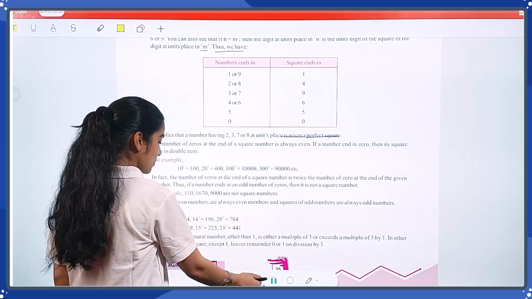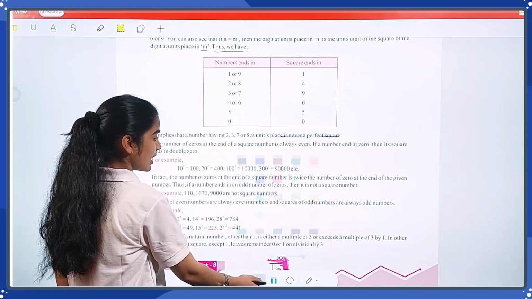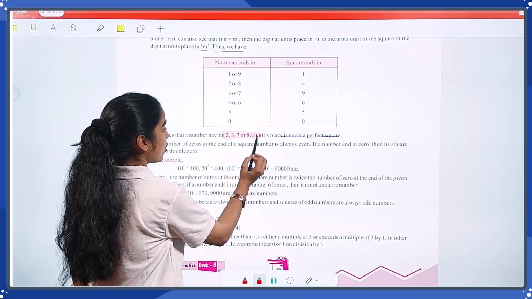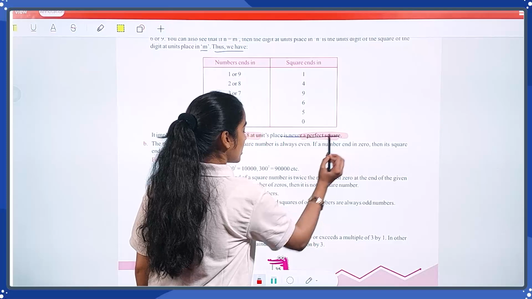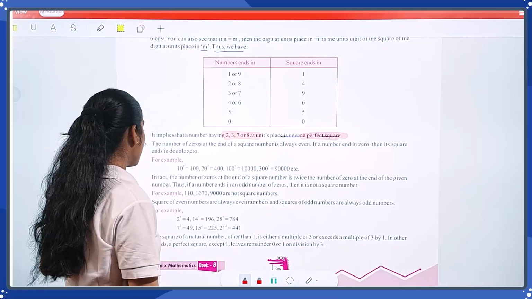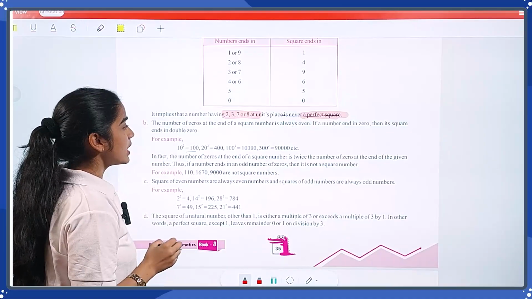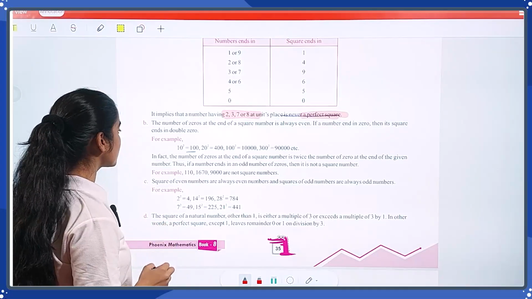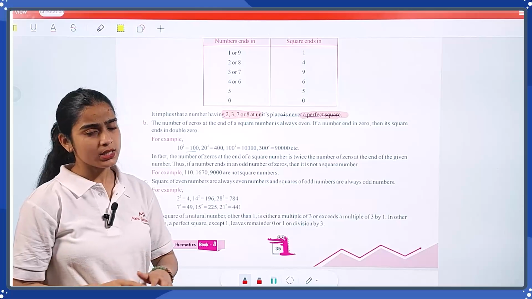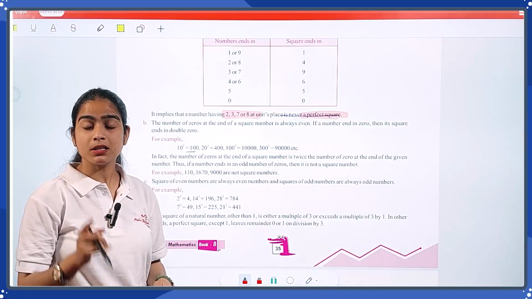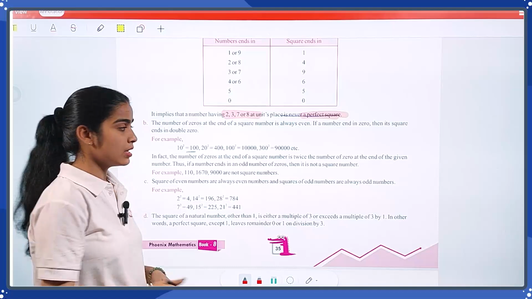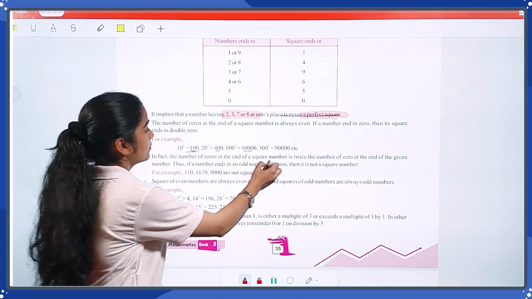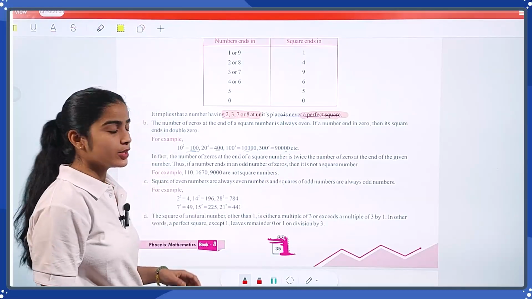So always keep in mind, students, the numbers which end with these digits are not perfect squares. Next, the number of zeros at the end of a square number is always even. If a number ends in 0, then its square ends in 00. So if you have zeros, it is a square number, but what you have to keep in mind is that the number of zeros should be even. Here 2, 2, 4, 4. It means it is a perfect square.